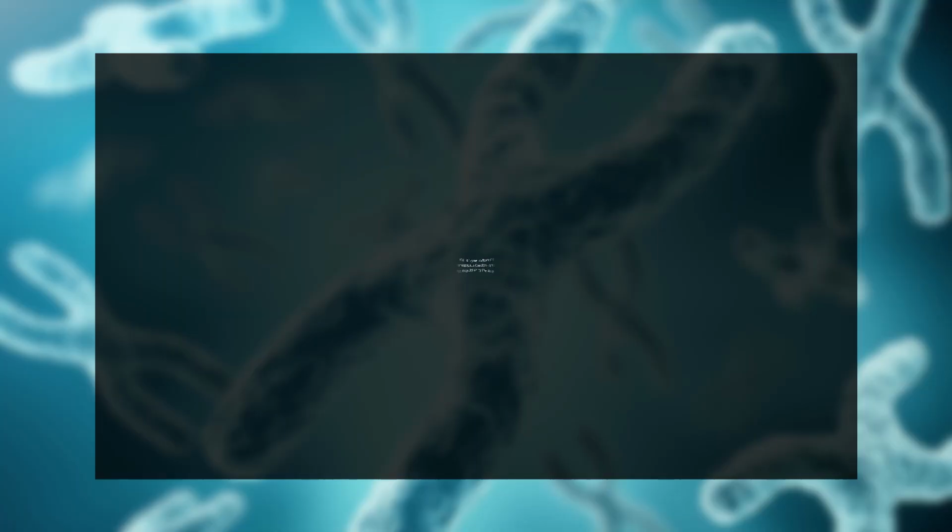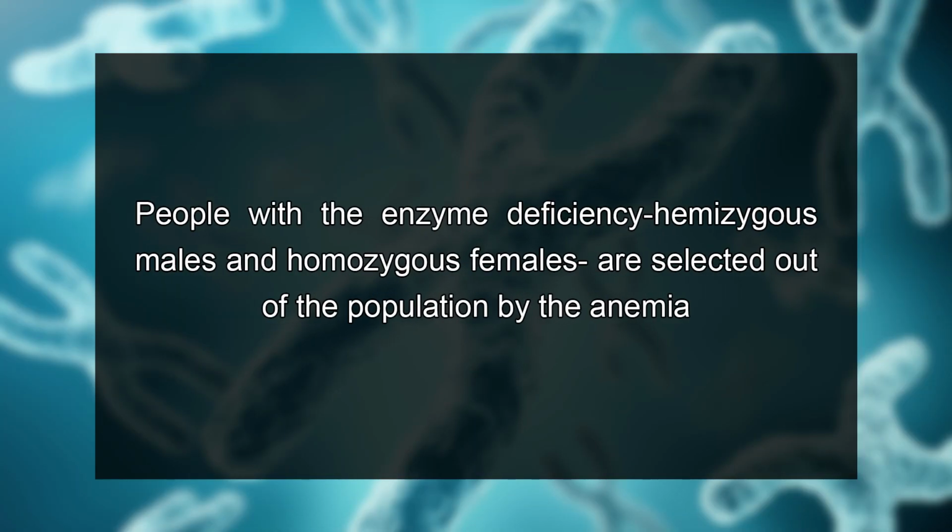However, this doesn't happen. There are still male hemizygous and female homozygous for the wild type allele. The reason again relates to natural selection. People with the enzyme deficiency, hemizygous males and homozygous females, are selected out of the population by the anemia. Therefore, natural selection acts in 2 directions on the hemizygous males, selecting for the mutant allele because it protects against malaria infection, yet selecting against it because of the enzyme deficiency. This is the essence of balanced polymorphism.